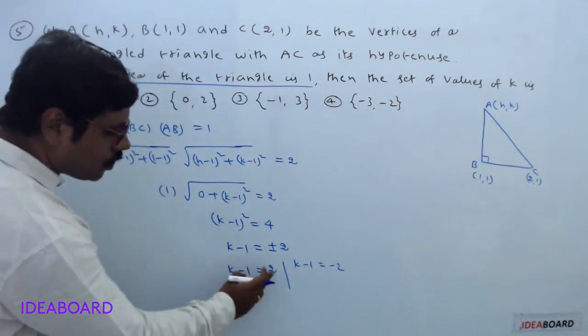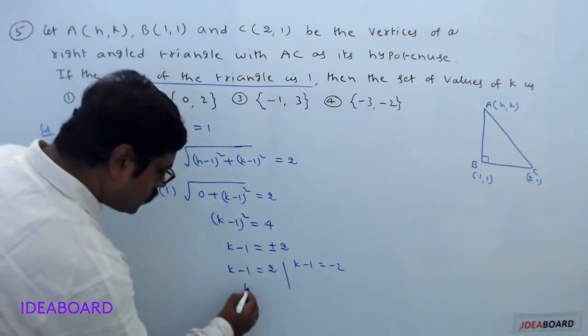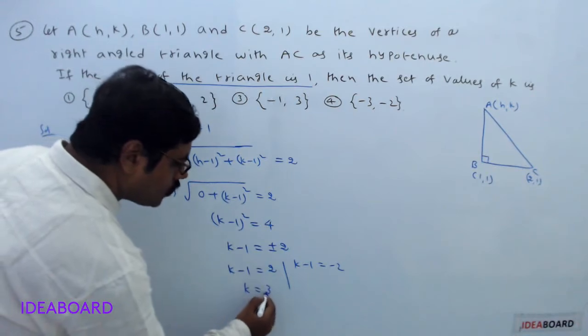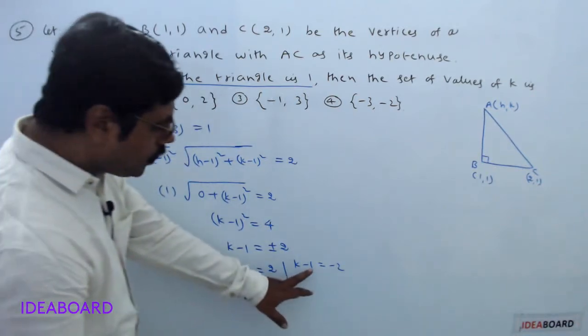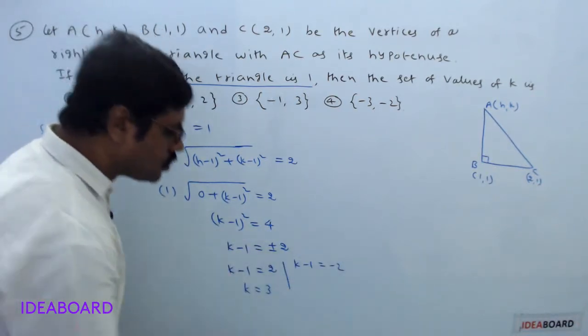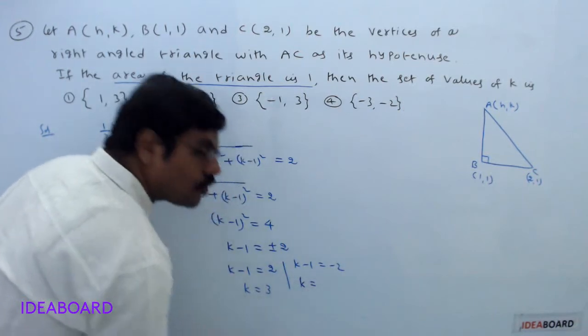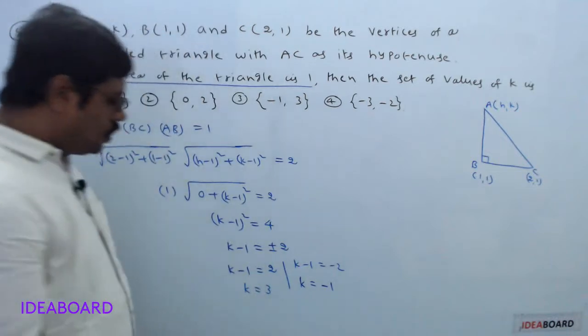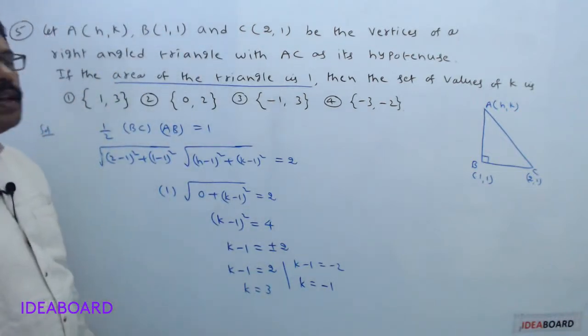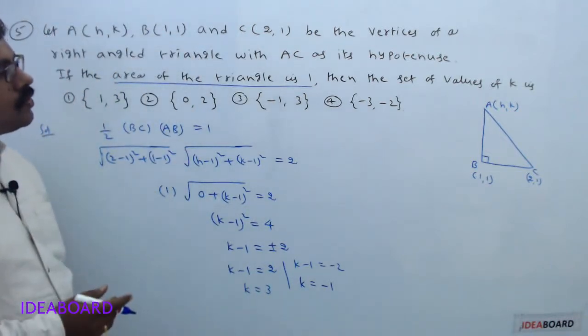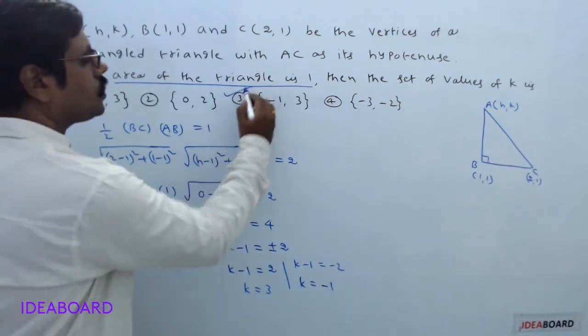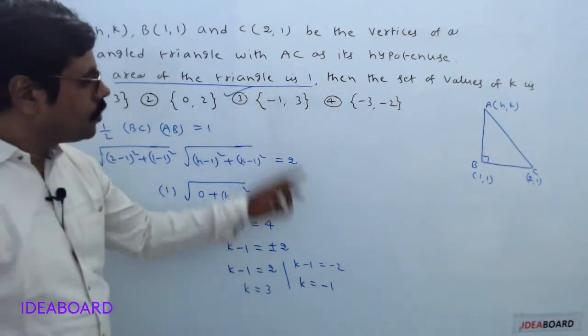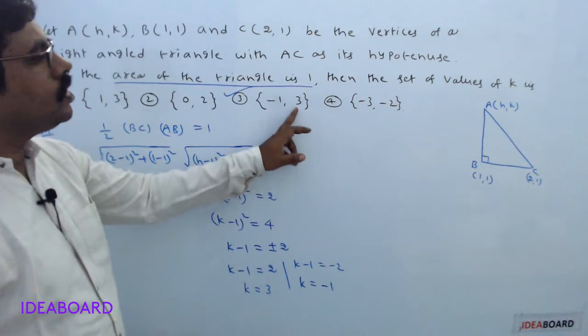Bring this minus 1 from LHS to RHS. So k equal to 1 plus 2, that is 3. Bring this minus 1 from LHS to RHS. So k equal to 1 minus 2, minus 1. So k values are 3 and minus 1. So what is your required option? Third option. K value minus 1, k value 3.